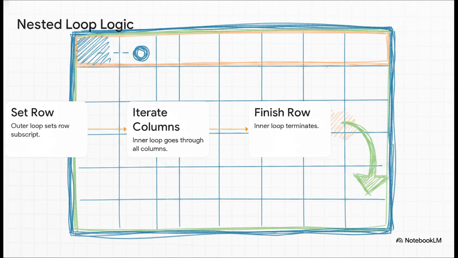To make absolutely sure this logic is crystal clear for your assignments, let's step right through it. Step 1, the outer loop locks the row in place. Step 2, the inner loop sweeps left to right across all the columns. Step 3, the inner loop finishes its cycle. And finally, Step 4, the outer loop shifts down to the next row, and the whole shebang starts over, row by row, column by column.